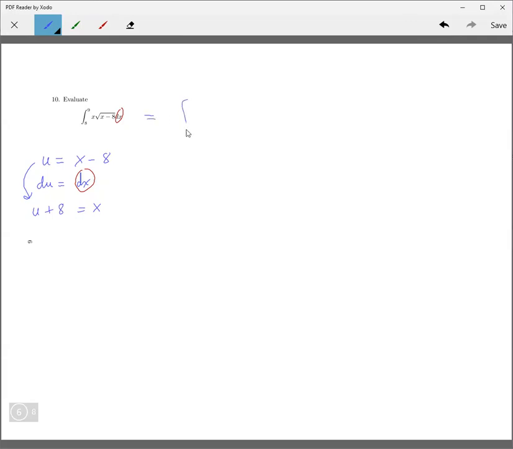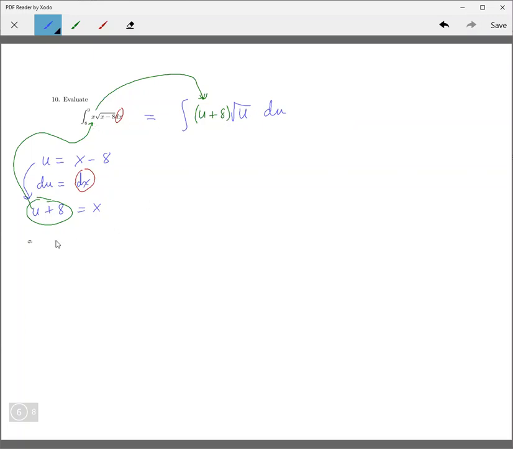So this x gets replaced with u plus 8, and this x minus 8 gets replaced with a u. So you have the square root of u, let's write it as square root of u to keep everything the same. And then the dx gets replaced with the du. So we have that now.